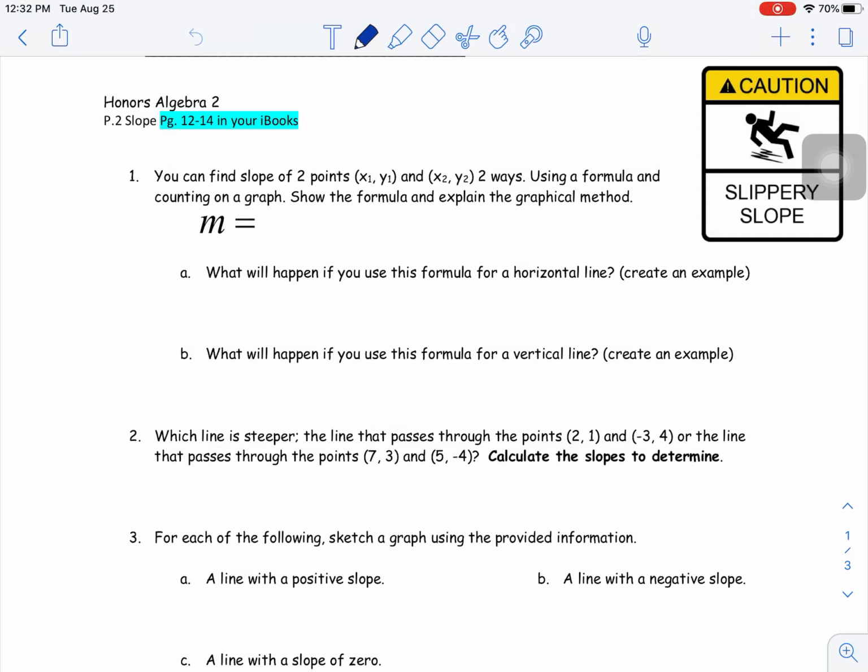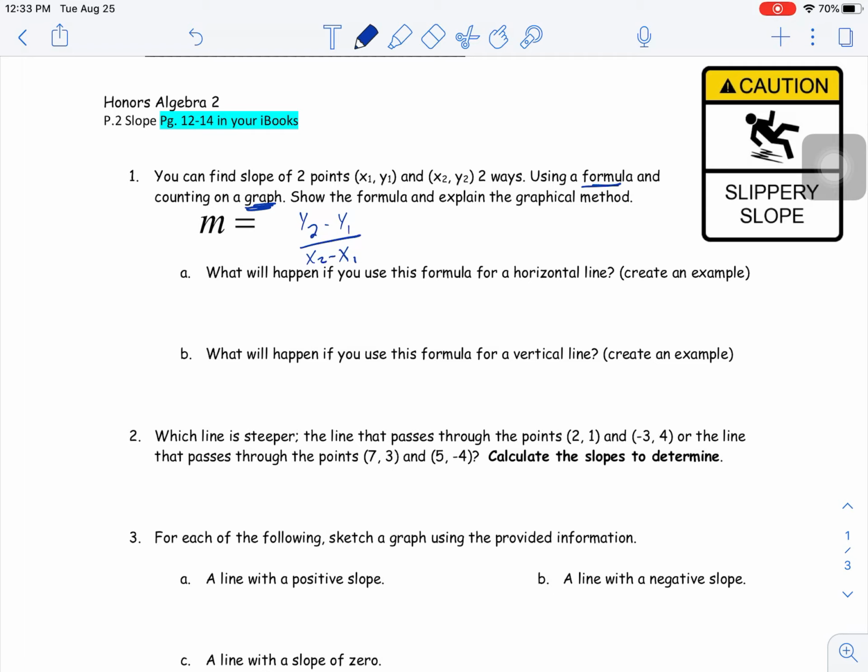Alright guys, today's notes are all about slope, okay? So there's two ways. We can use a formula to find slope, or we can just count on a graph to find slope. Okay, so the formula for finding slope, if you don't remember, is y2 minus y1 over x2 minus x1. And that equals the slope. So right here, it's equal to m. M is always the slope.